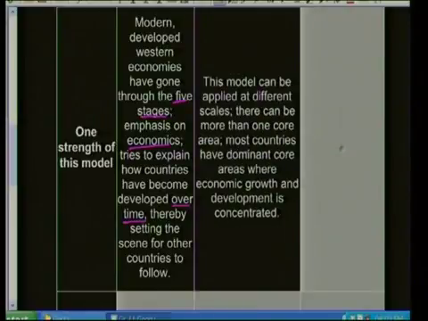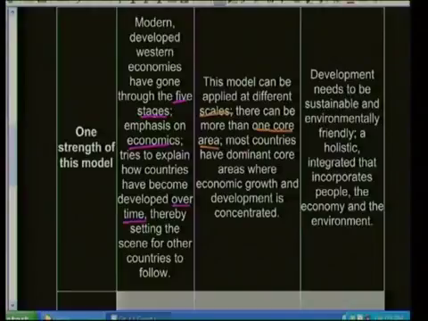In terms of the core periphery model, it says this model can be applied at different scales, and that's one of its most important characteristics. Okay, those different scales we spoke about when we discussed it. It can occur at the local scale, the regional, or the national, or even the global scale. There can be more than one core area. Okay, most countries have dominant core areas where economic growth and development is concentrated. So like our core areas in South Africa would be Cape Town, Durban, Johannesburg.